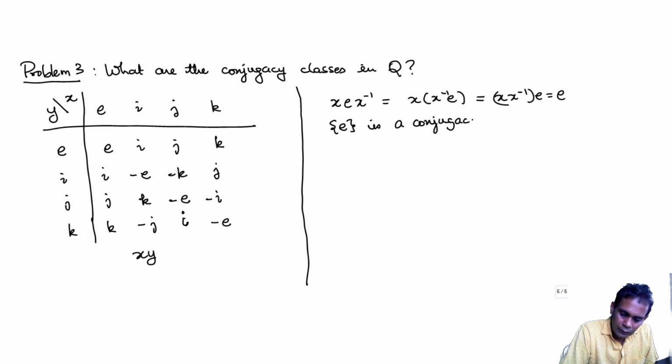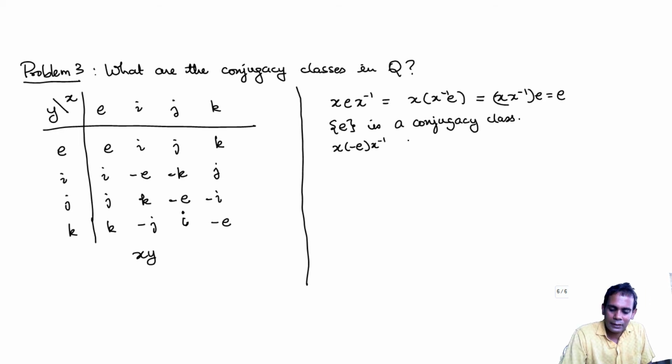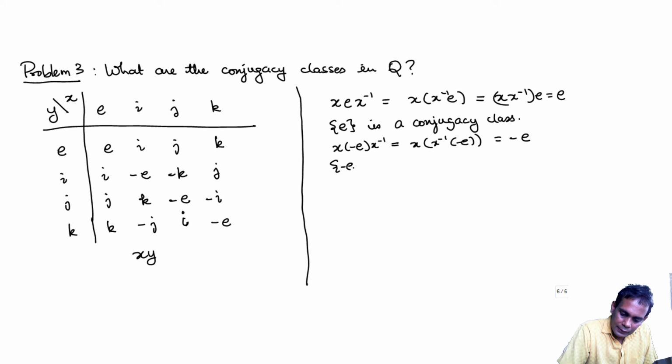Okay, the same works with minus e. x minus e x inverse. Minus e is the negative of the identity matrix. It commutes with all other matrices under matrix multiplication. So this is the same as x inverse minus e, and you're going to show that it's equal to minus e. So minus e is also a conjugacy class, a singleton conjugacy class.